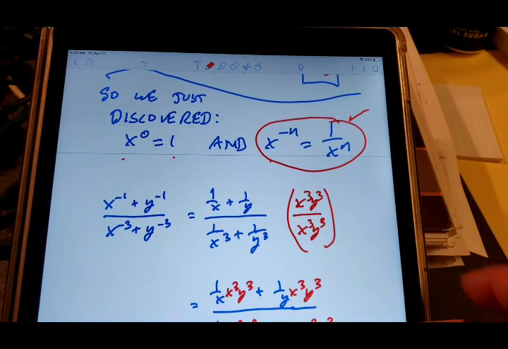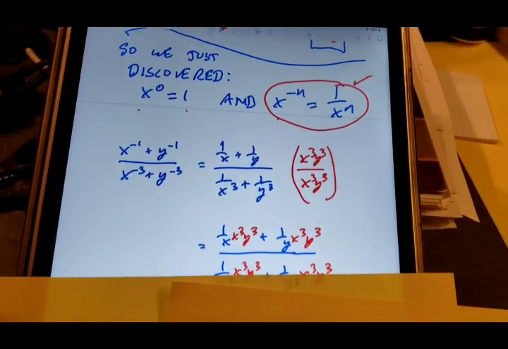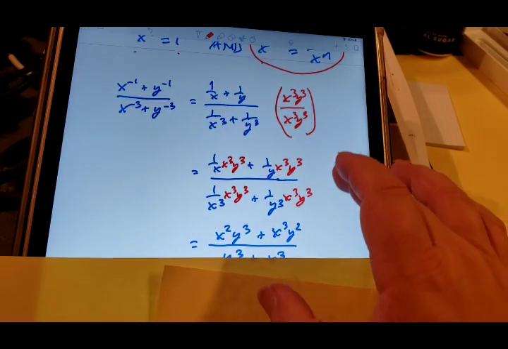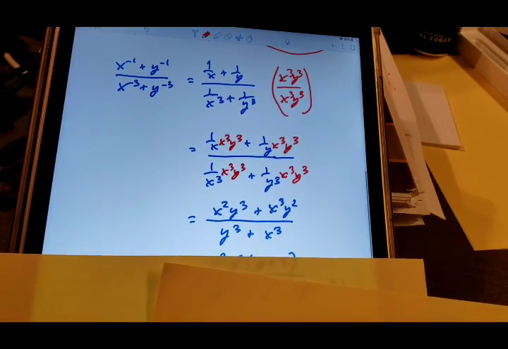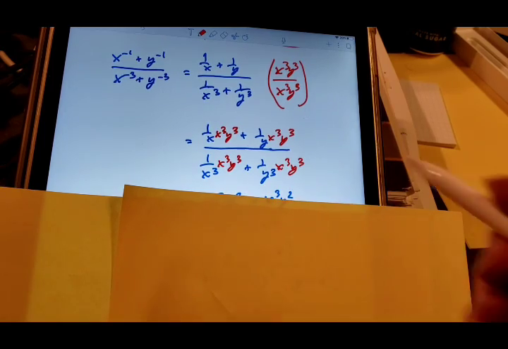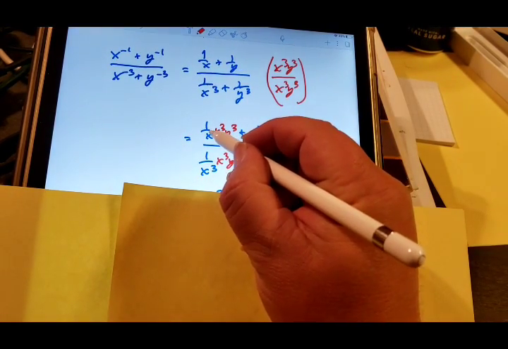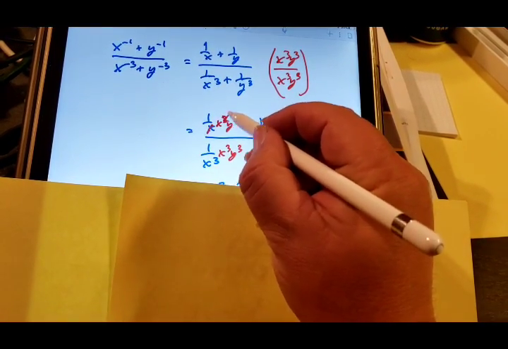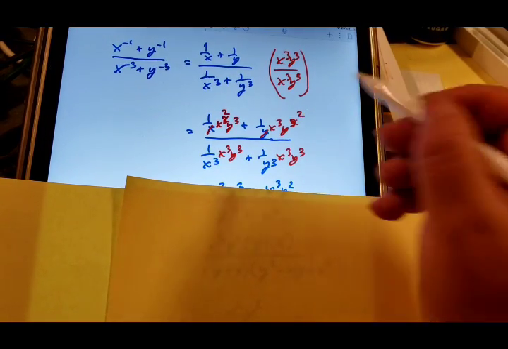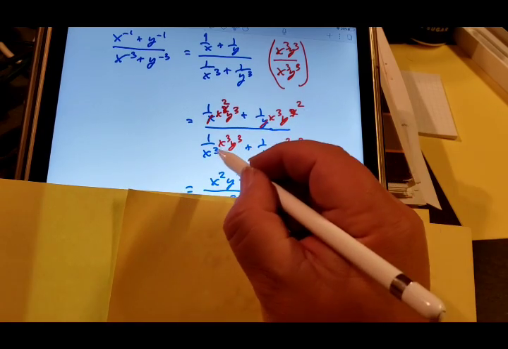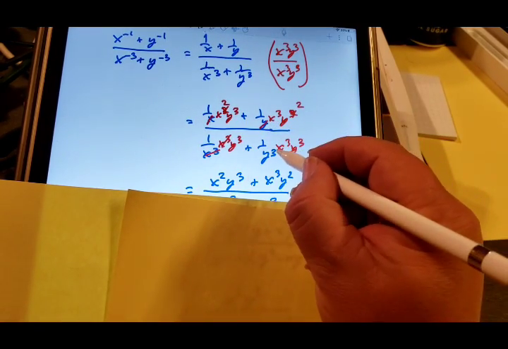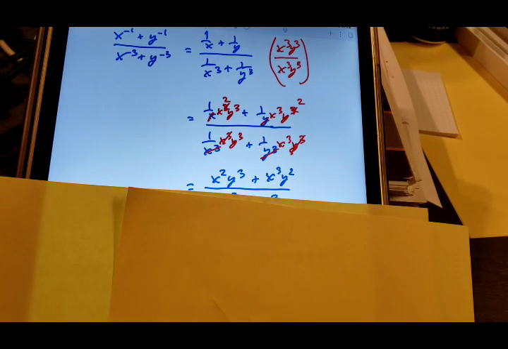and you get, well, I just distributed here. You get this. Now, what that is going to do is this x is going to cancel with one of those x's, and this y is going to cancel with one of those y's. And this x cubed is going to completely cancel with this x cubed, and this y cubed is going to cancel with that y cubed.